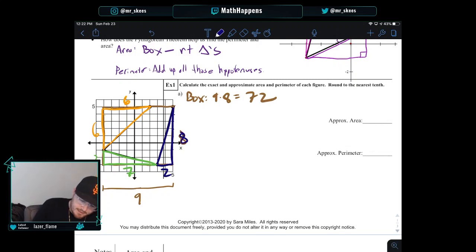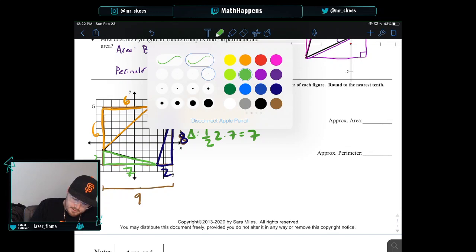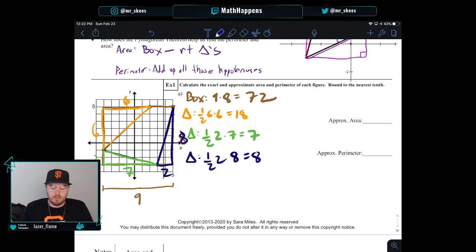So let's find the area of each of these triangles. The orange one is 1/2 6 by 6, which is 18. And the green triangle is 1/2. Why am I doing 1/2? Because the triangle is 1/2 base times height. So 1/2 2 times 7, which is 7. And then the blue triangle is 1/2 2 times 8, which is 8. So the area of the orange triangle, 1/2 base times height, 36 divided by 2 is 18. The green triangle ends up being 7, and the blue triangle ends up being 8.